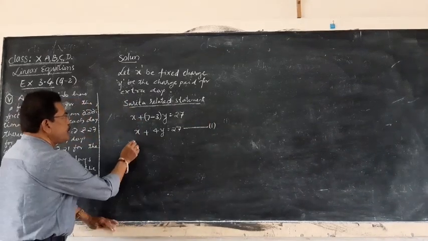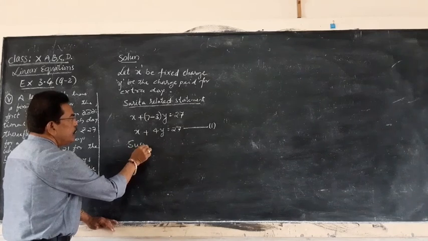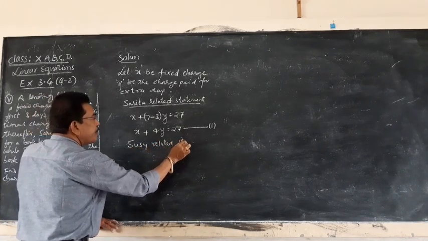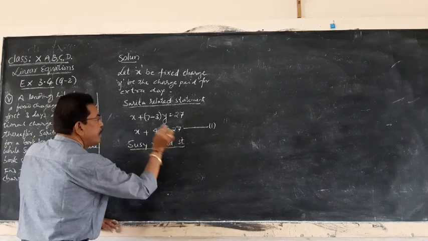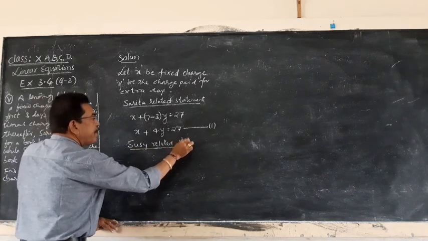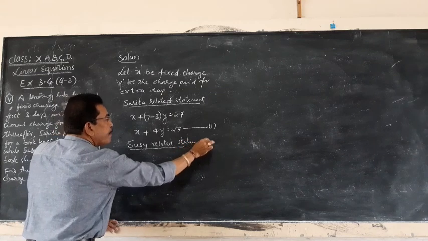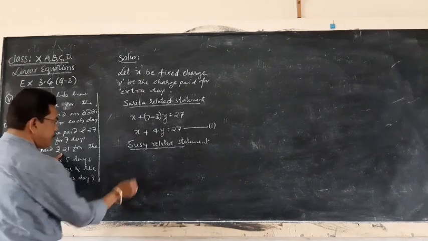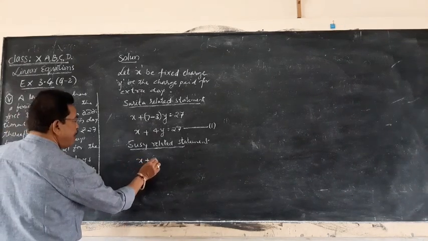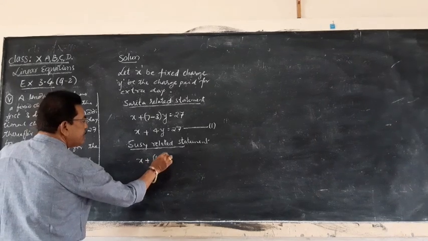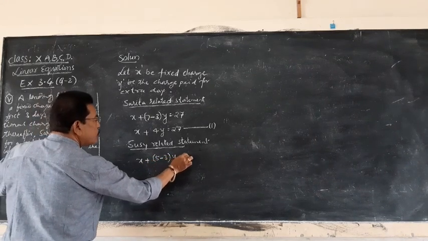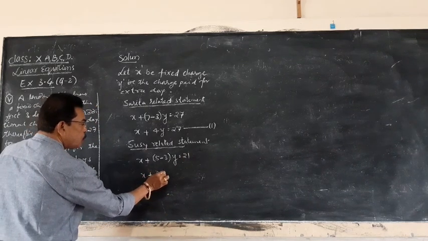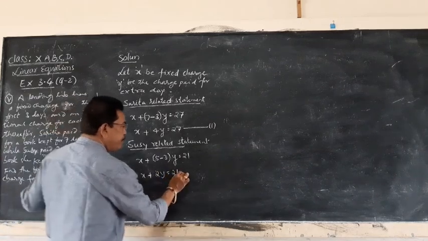Then for Susie's related statement. See, Susie has taken 5 days and paid 21 rupees. That is x plus 5 minus 3, which is 2y, equals 21 rupees. That is x plus 2y equals 21.